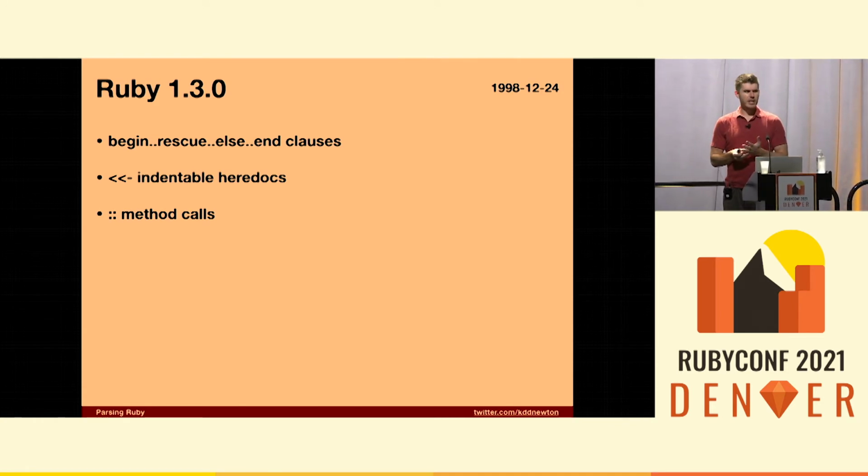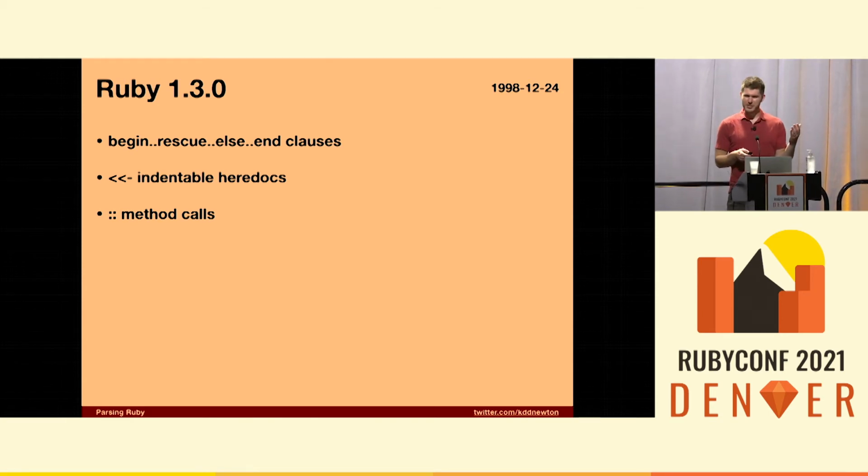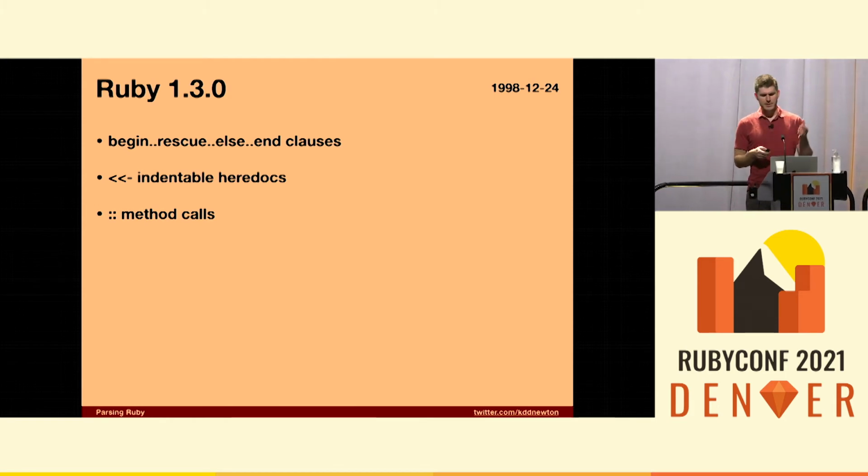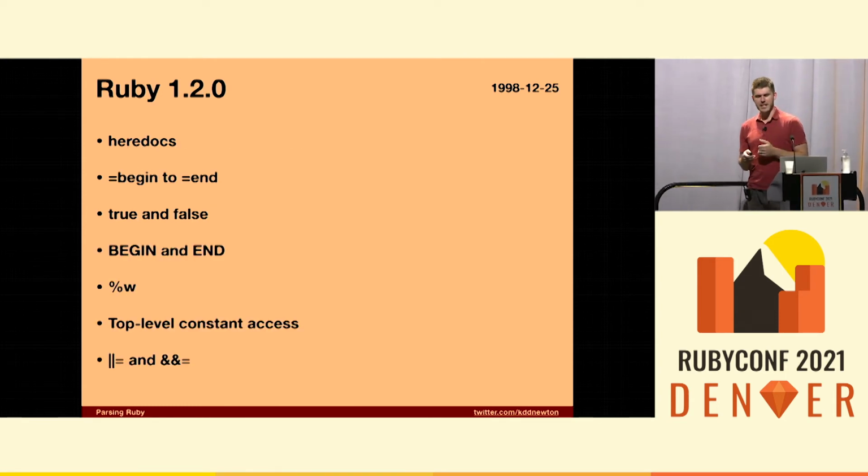I know that's confusing. The odd versions were developer releases and were used to be development branches effectively. This was SVN, or actually, I don't even know if it was SVN yet. But we get a couple of interesting things like body statements like begin, rescue, else, end clauses. We get indented heredocs. The next day, Ruby 1.2.0 is released. And more and more things.